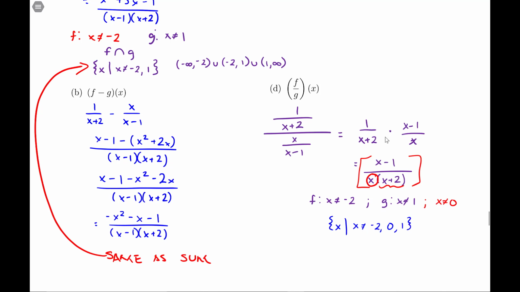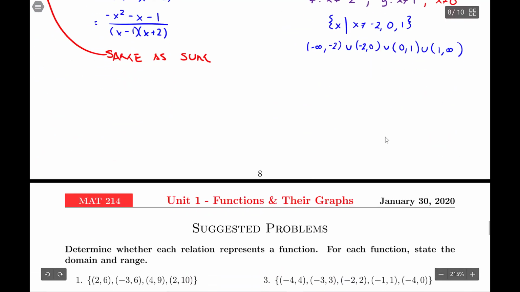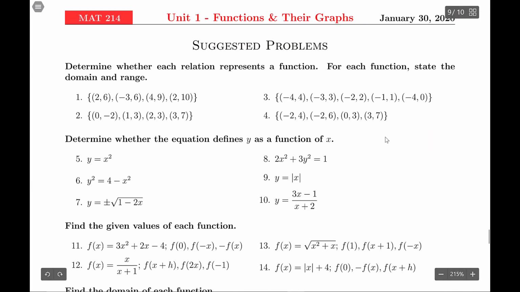In set notation. In interval notation, it's -infinity to -2, -2 to 0, 0 to 1, and then 1 to infinity. So again, you can probably see why I prefer set notation to interval notation. But that is the end of part 2. I hope all that made sense.